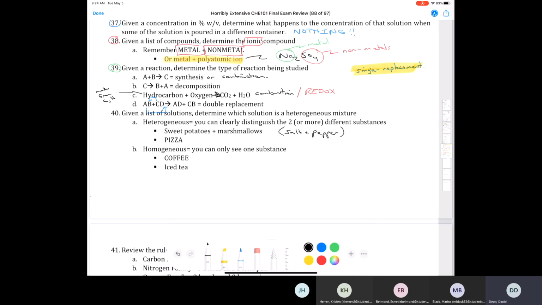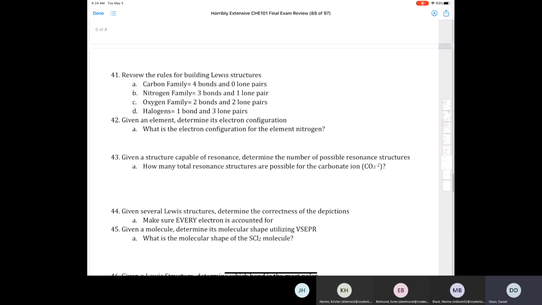Anyhow, and a homogeneous mixture would be something like coffee or iced tea or Coca-Cola or Kool-Aid. It's not too concentrated, of course. It's not a saturated solution. So again, you should be able to identify a heterogeneous mixture and a homogeneous mixture. But that's something we looked at in quite a bit of detail, or Dr. Diaz would have looked at that in even more detail.